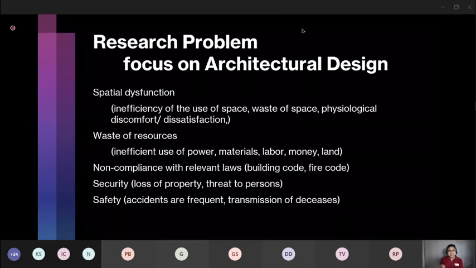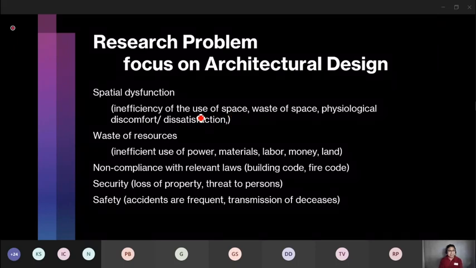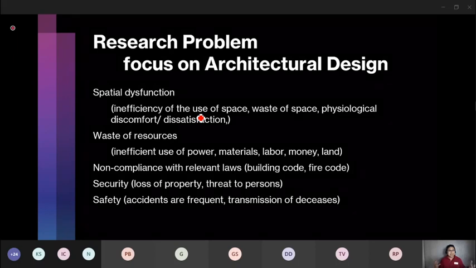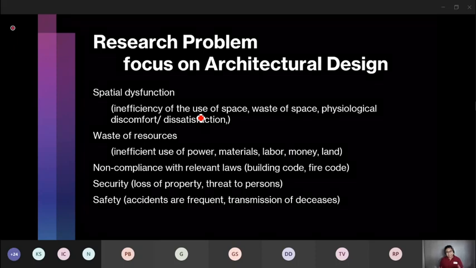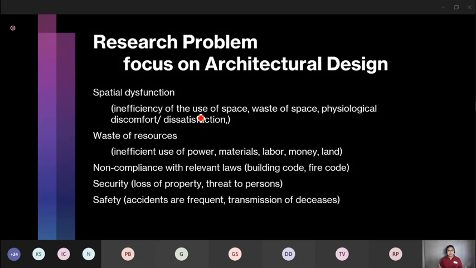So these are some examples that I have in regards to architectural research problems. For example, there is an inefficiency in the use of space. Maybe an office whereby the relationship of one office to another seems out of place. Therefore, the coordination and communication between these offices are very inefficient to the point that the job they are supposed to do is compromised.